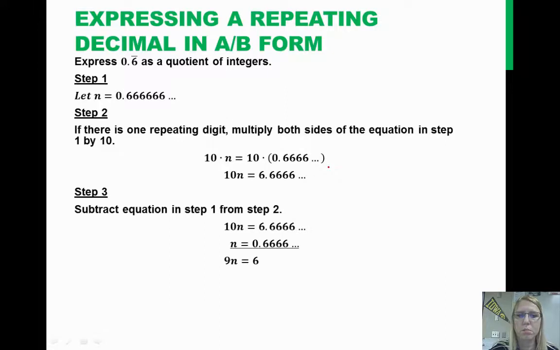Step 3 is we're going to take both these equations, this one and this one. We're going to subtract the first one from the second one. So we have 10n equals 6.666, and we're going to subtract n equals 0.666. What this does is it helps us to get rid of all these repeating decimals, because when we subtract it, those all disappear. So what we're left with on this side is just a plain 6, and on this side we have 10 minus 1 basically, and that ends up being 9n equals 6.